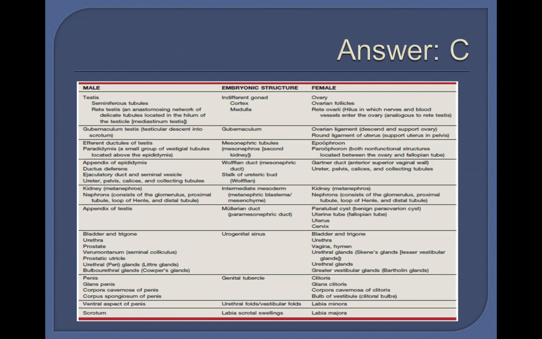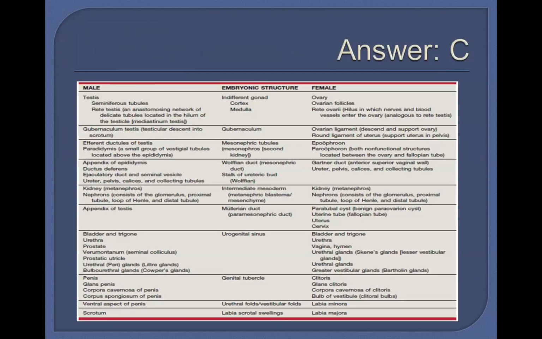However, in females, there is a remnant of this mesonephric duct, only the Gartner's duct, while the ureter, pelvis, and collecting system will develop from the mesonephric duct in both males and females. The remnant derivative will be the Gartner duct in the anterior superior vaginal wall. Likewise, if we go through this entire chart, we can see the different structures in males and females originating from different embryonic structures.